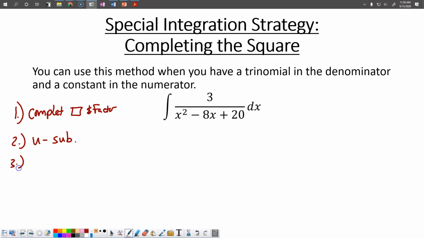And then we're going to finish the integration. From there, it should be pretty straightforward and done. Okay? All right, so step one, why don't you guys take a moment and complete the square there. Rewrite that. When we're all done, it should look something like this.